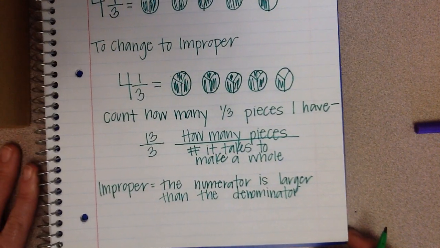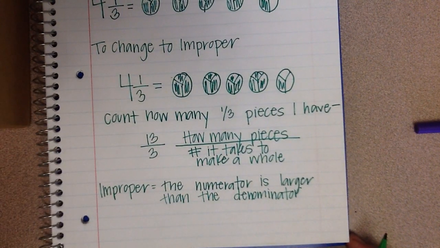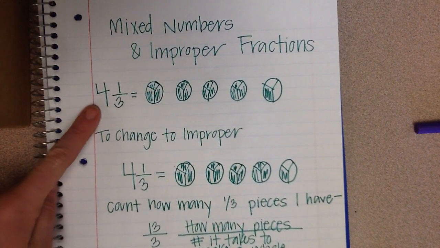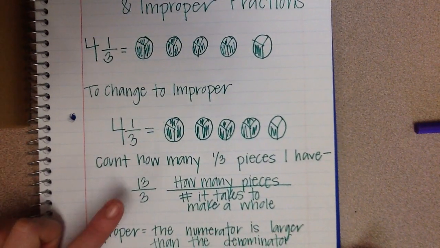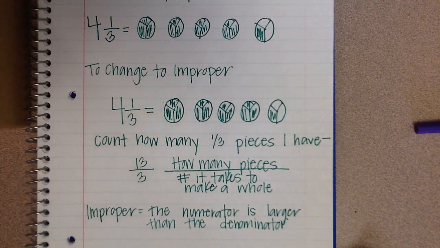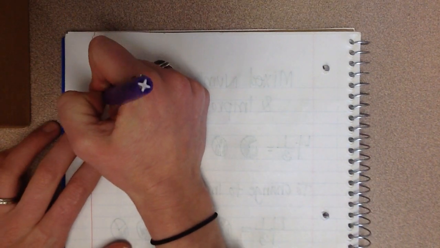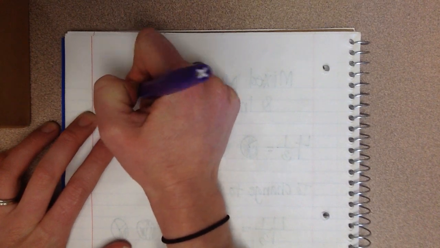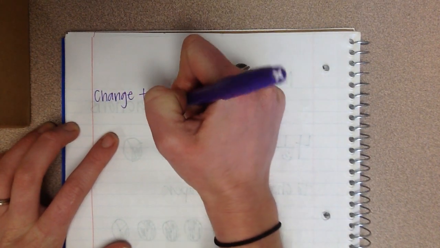Okay, so there we have it. Mixed number, and then changing it to improper looks like this. I'm going to give you a few problems that I want you to try to change to mixed number, and then I'm going to give you some and you're going to change to improper. So I'm going to flip this. I'm going to put here change to improper.